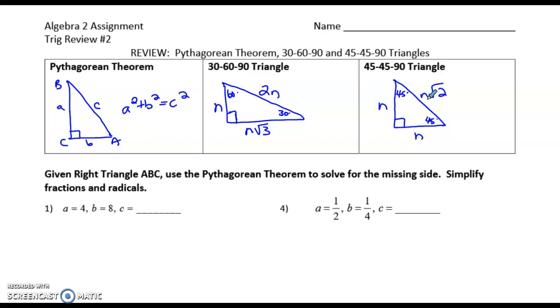All right, we're going to go ahead and just do some of the problems together. So go ahead and have your worksheet out and complete the problems with the video. First set. Given a right triangle ABC, use the Pythagorean theorem to solve for the missing side. Simplify the fractions and radicals. And then one more thing, go ahead and let C be the hypotenuse.